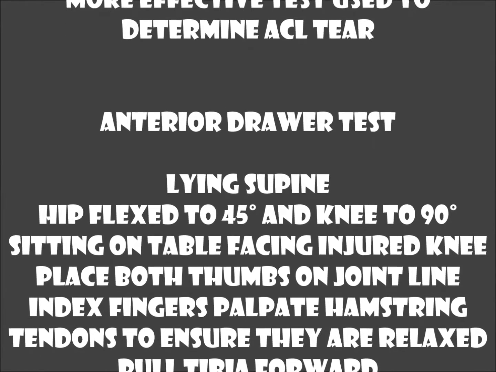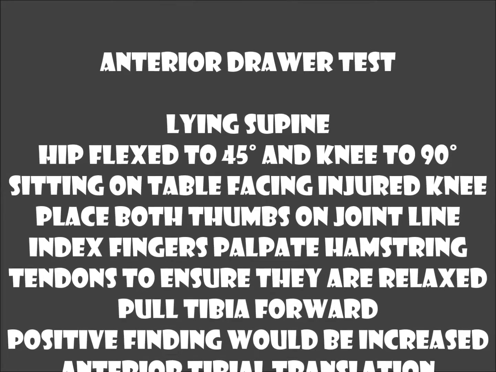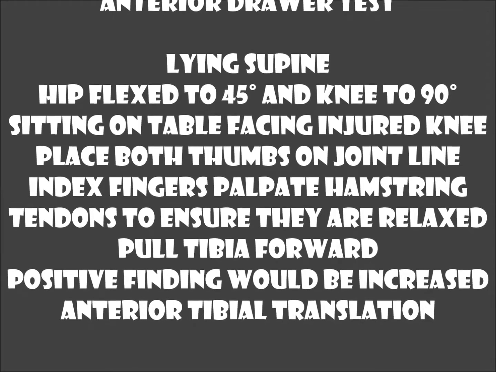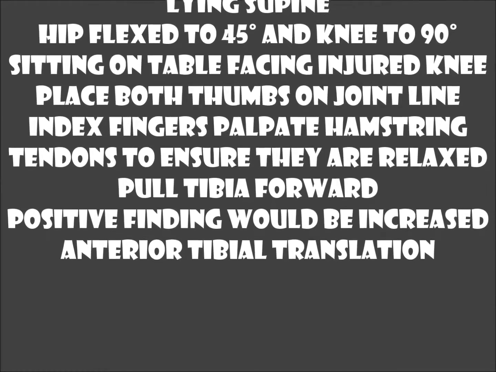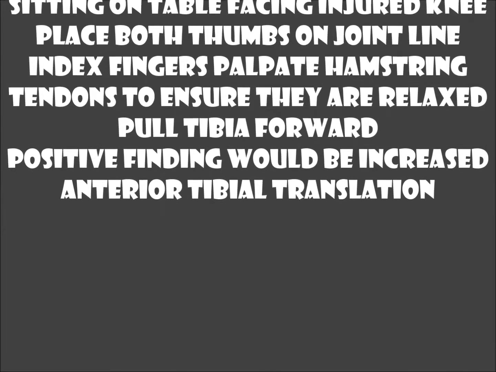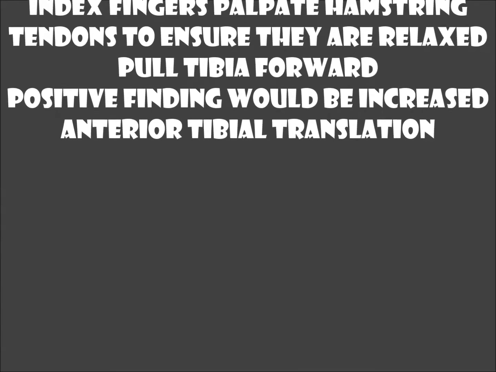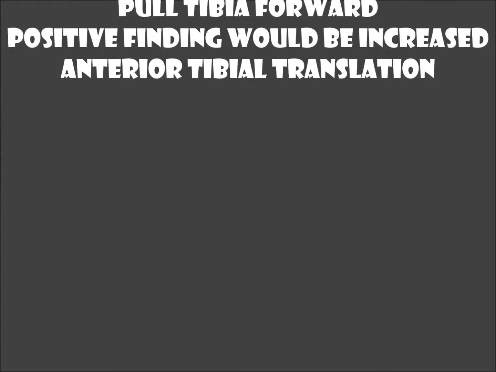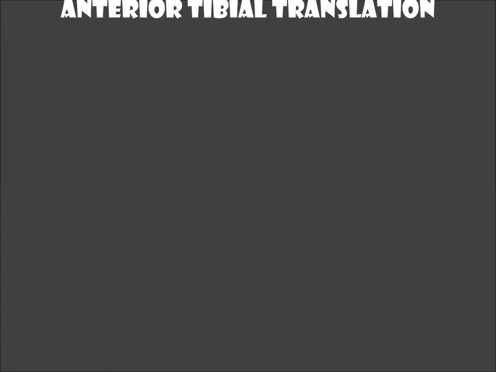Sitting on the table, you face the athlete's injured knee and place both thumbs along the joint line. You take your index fingers and palpate the tendons to ensure they are relaxed, and you proceed to pull the tibia forward. Again, a positive finding for this test would be increased anterior tibial translation. And also you'll find with both of these tests that the athlete might be a little bit apprehensive and they might tighten up those hamstrings, guarding because they don't want to feel that pain.